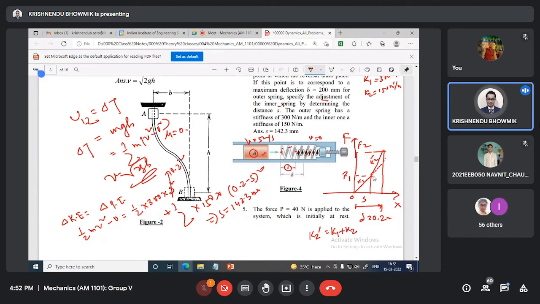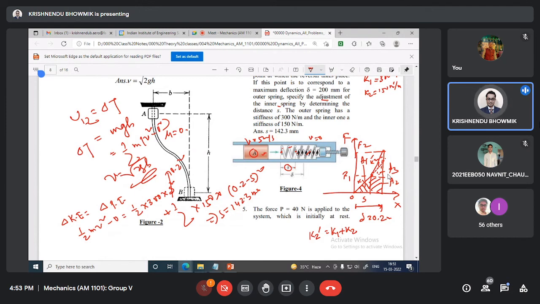From this, what will happen? Up to this it was K1 stiffness, but when the inner one is connected, then K1 prime will be K1 plus K2. If somebody can calculate this area, then this one, then this one, A1, A2, A3, these three areas, then finally we will get the value of S from the expression.